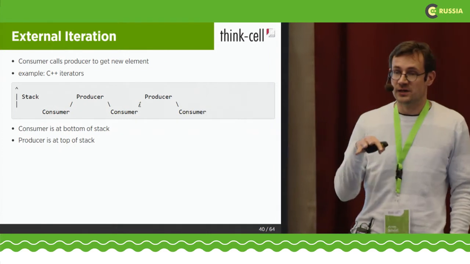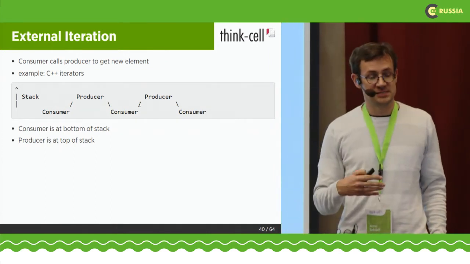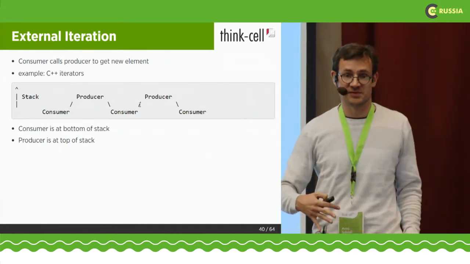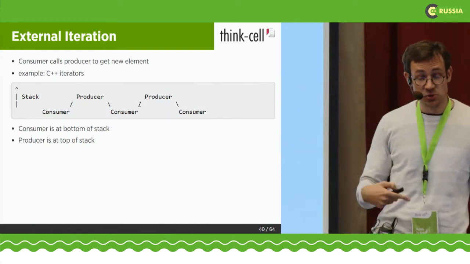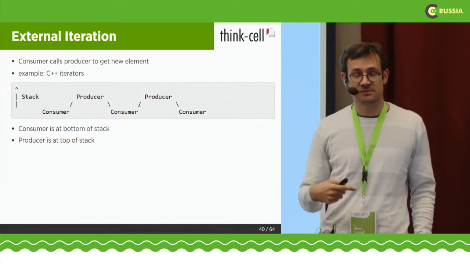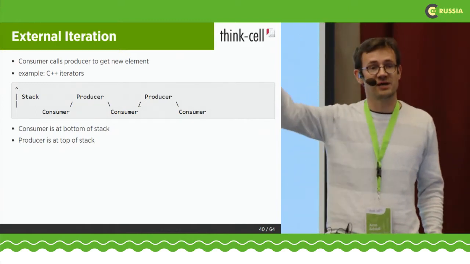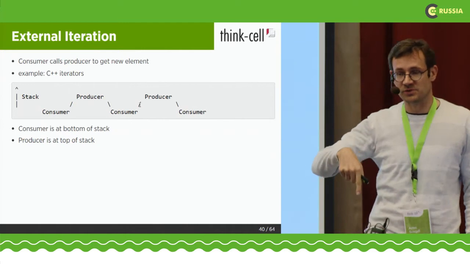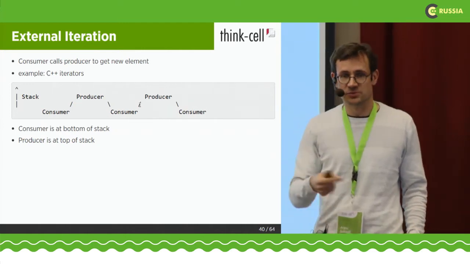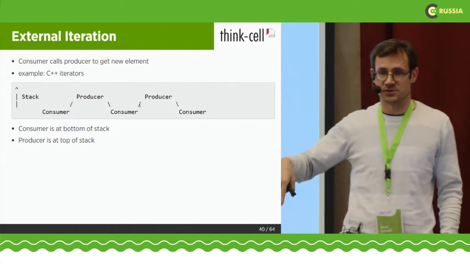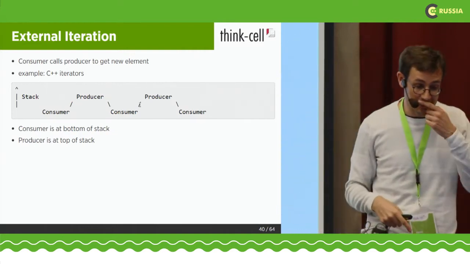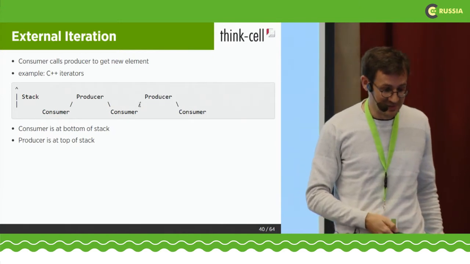Usually what we do when we iterate with iterators is we have the consumer at the bottom of the stack and the producer at the top of the stack. So the consumer calls *it, and it calls into the iterator to generate a value, and that then returns, and you have your value. Then you do some processing on it, and when you need the next value, you again call into your iterator, and it returns. So consumers at the bottom, producers at the top.